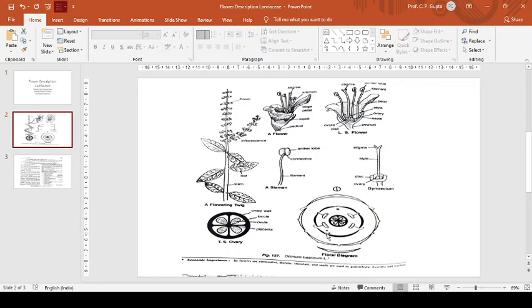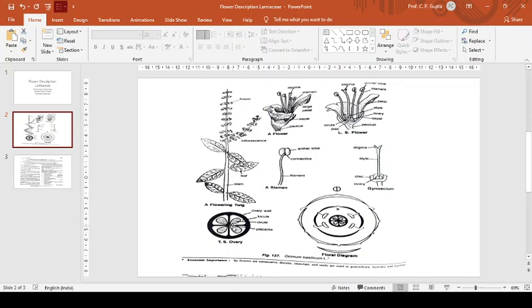Androecium: stamens 4, polyandrous, epipetalous, didynamous. The posterior stamen is lacking. This is absent. Anther lobes broad and slightly separated, dithecous, dorsifixed and introrse.